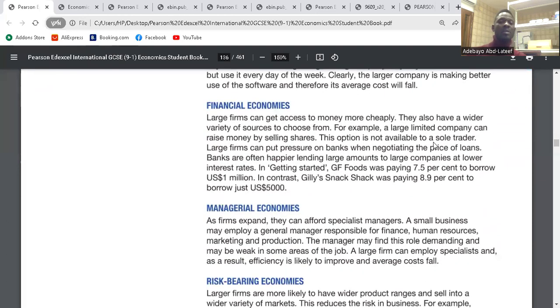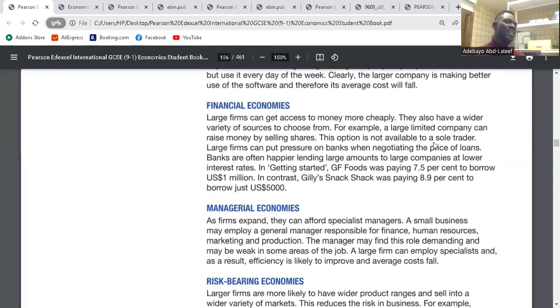Financial economies. Large firms can get access to money more cheaply. They also have a wider variety of sources to choose from. For example, a large limited company can raise money by selling shares. This option is not available to a sole trader. Large firms can put pressure on banks when negotiating the price of loans. Banks are often happier lending large amounts to large companies at lower interest rates. So, financial economies of scale.